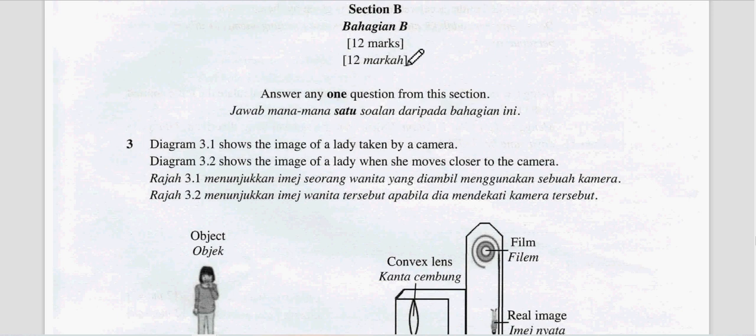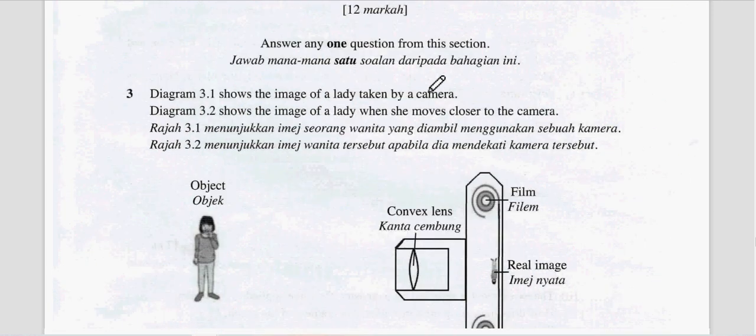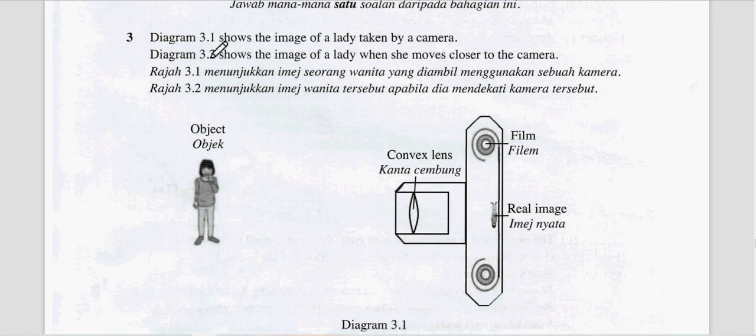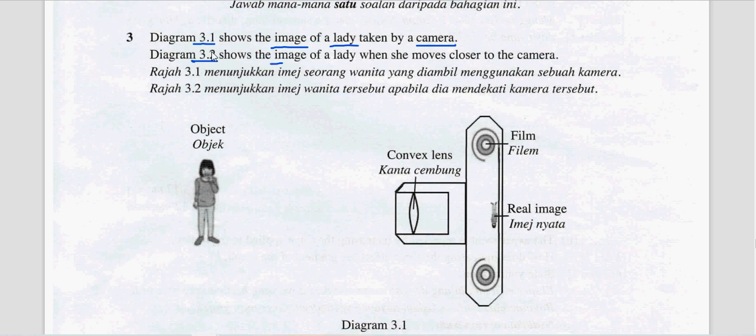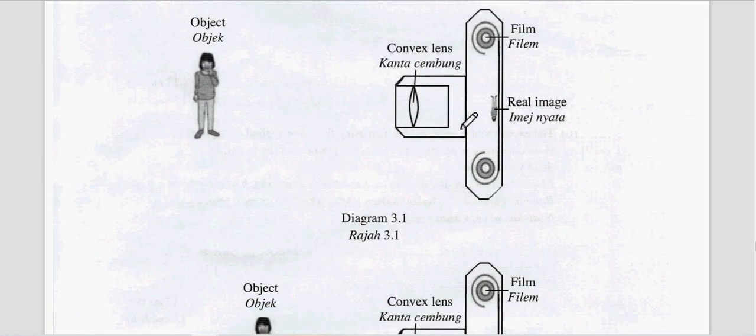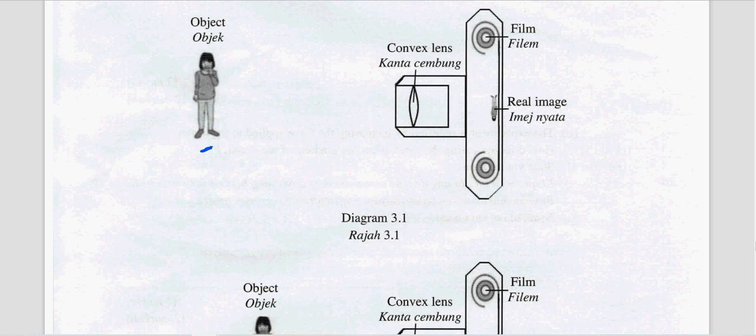So section B, 12 marks, alright? Here, see, diagram 3.1 shows the image of a lady taken by a camera. Diagram 3.2 shows the image of the same lady when she moved closer to the camera. For this question, it's better for you to observe carefully. The first diagram shows the lady as the object, and the image is formed on the film in the camera.